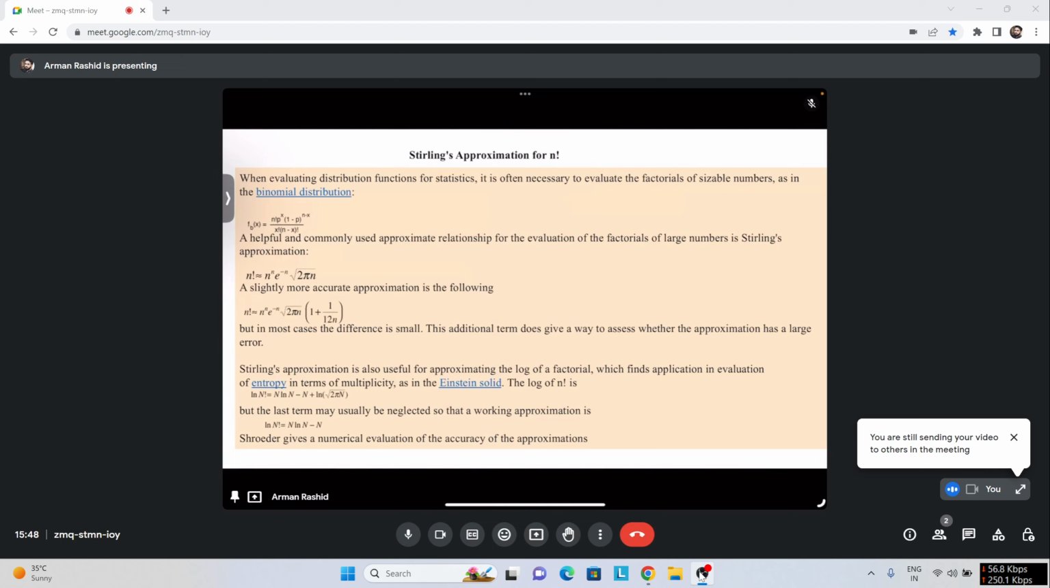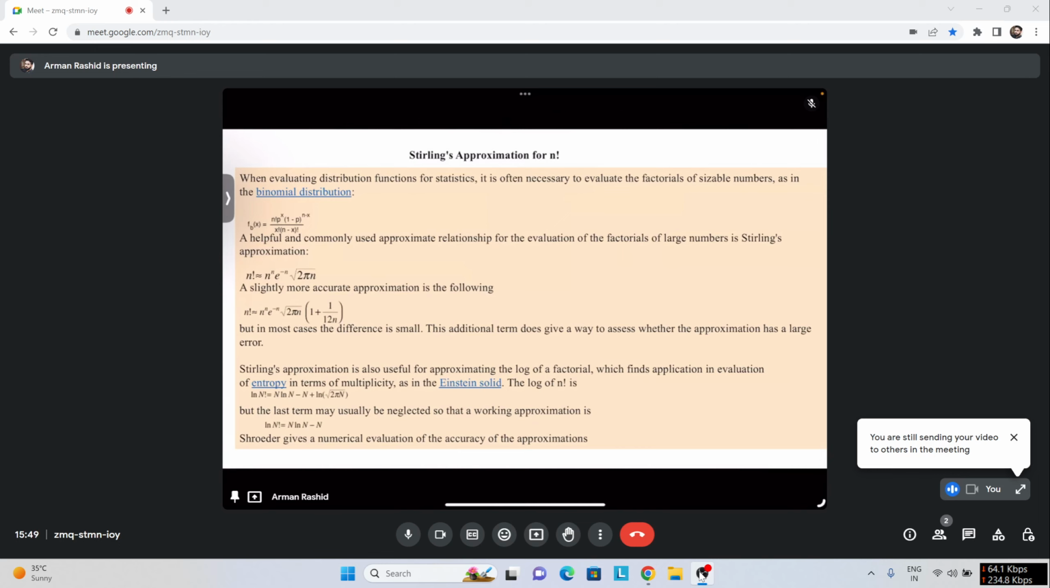So what we do is use an approximation called Stirling's approximation. Stirling's approximation is used to calculate n factorial. You should keep in mind that Stirling's approximation is only valid when n is very, very high. If n is very low, then the Stirling approximation does not hold true. So let me tell you more about Stirling's approximation.